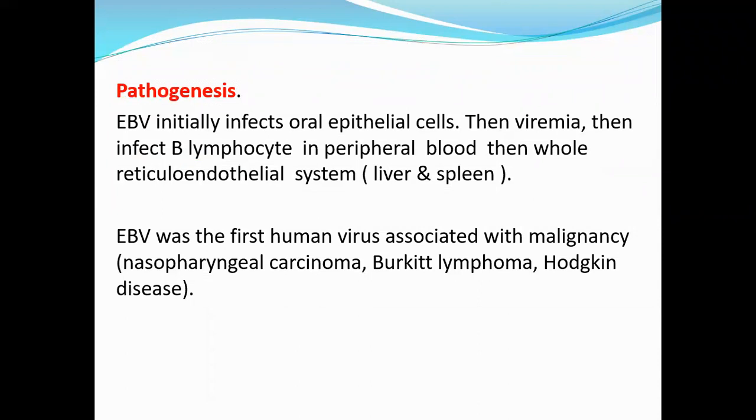This virus will initially infect the oral epithelial cells, as we say, transmitted by oral secretion. So it will infect the oral cells and then enter the blood and cause viremia, then reach and infect B lymphocytes, which are found in the peripheral blood, and they reach the whole reticuloendothelial system, the liver, the spleen, the lymph nodes. Epstein-Barr virus was the first human virus associated with malignancy in humans, like nasopharyngeal carcinoma, Burkitt lymphoma, or Hodgkin disease.